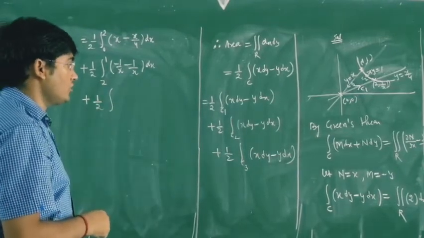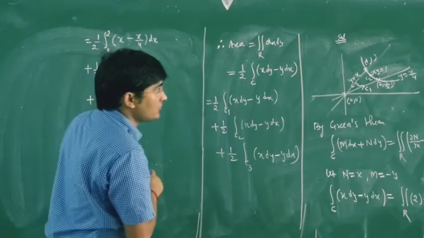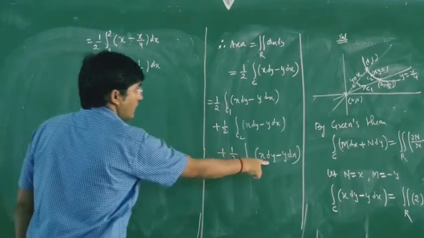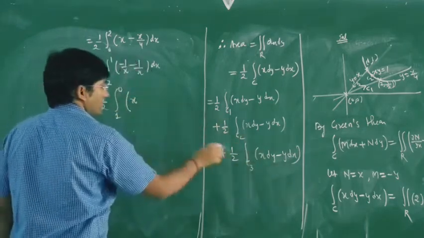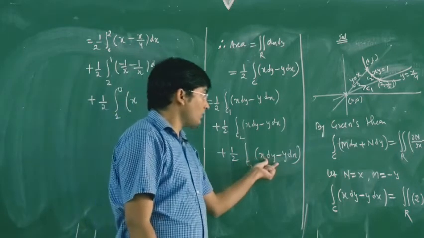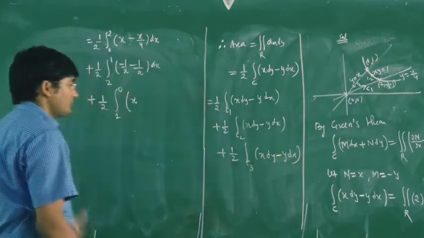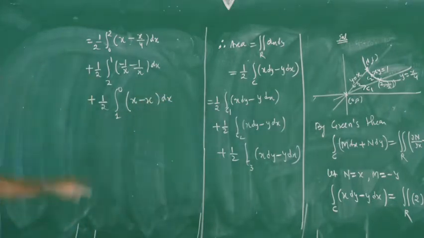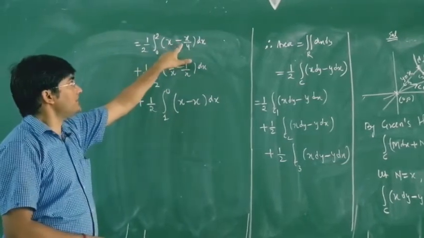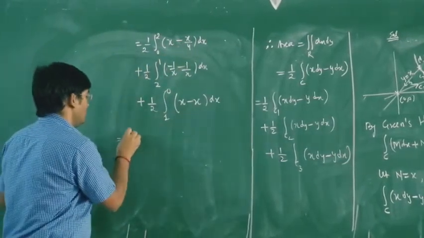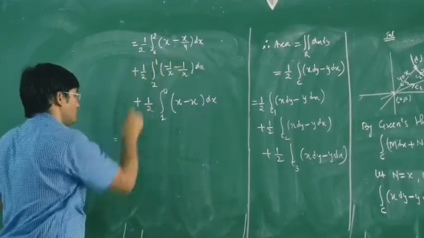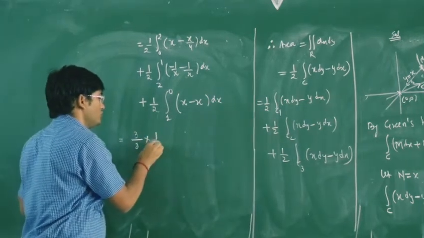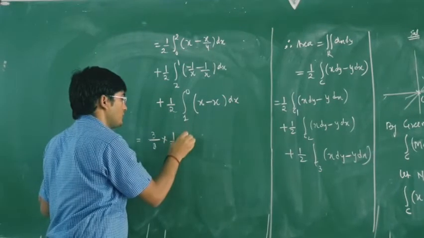And our third integral is along C3. Your y is equal to x, and the values will be from 1 to 0. Your y is equal to x, so your dy will be equal to dx, so this is x into dx minus x into dx. So this term is 0. Now the integration of the first part, this is 4x minus x, so this is 3x by 4, so this will be 3 upon 8. Now the integration of x will be x square by 2, and x square is 4. So this is your first term.